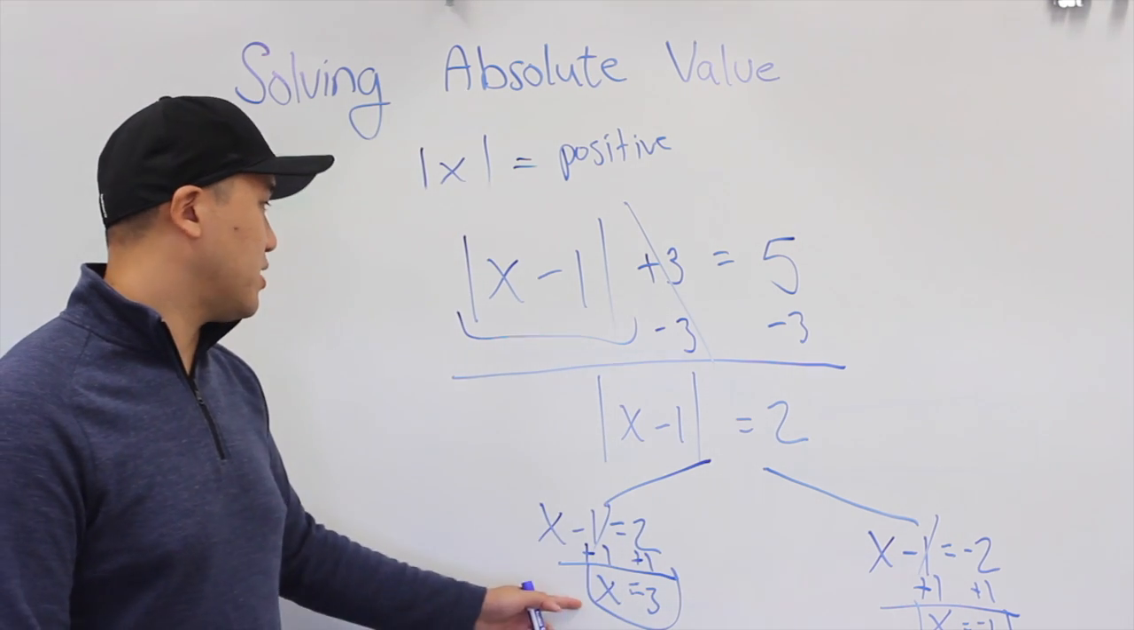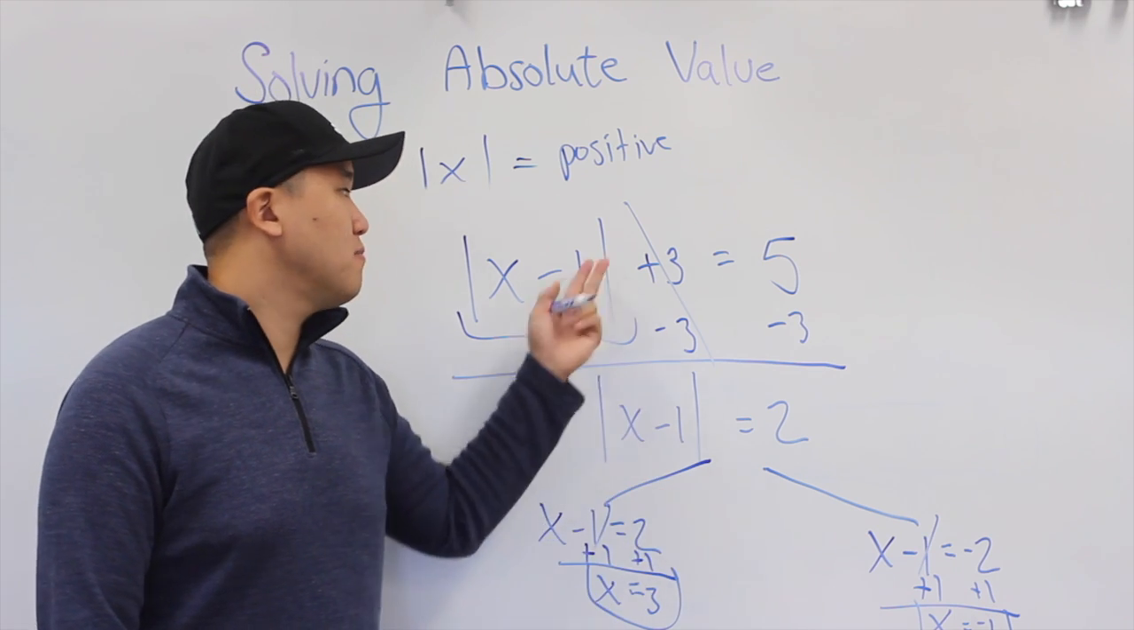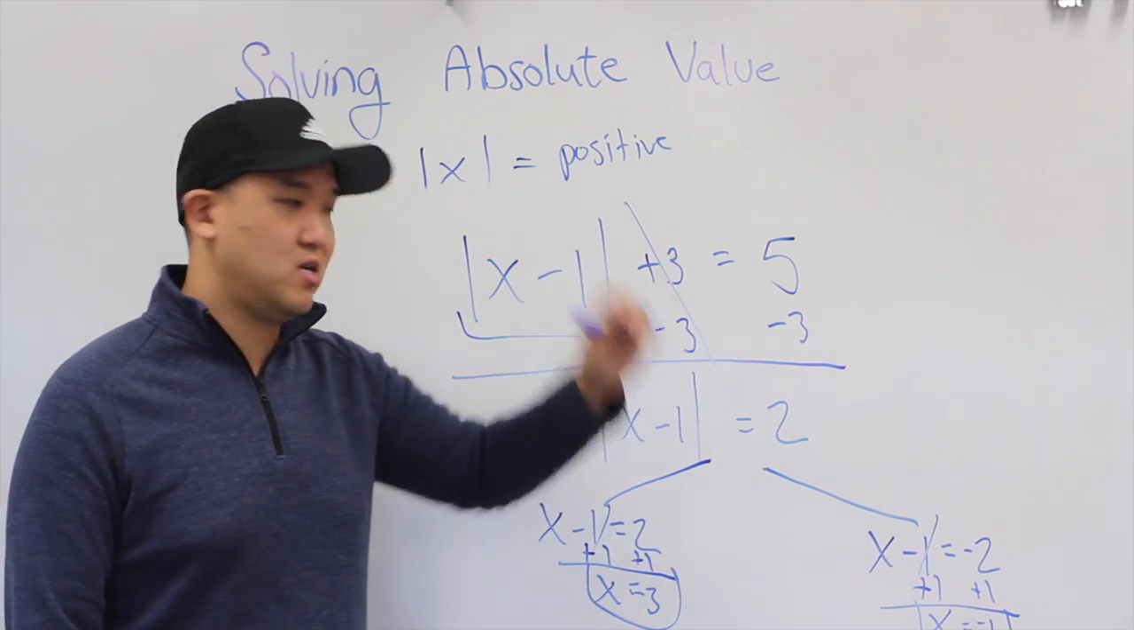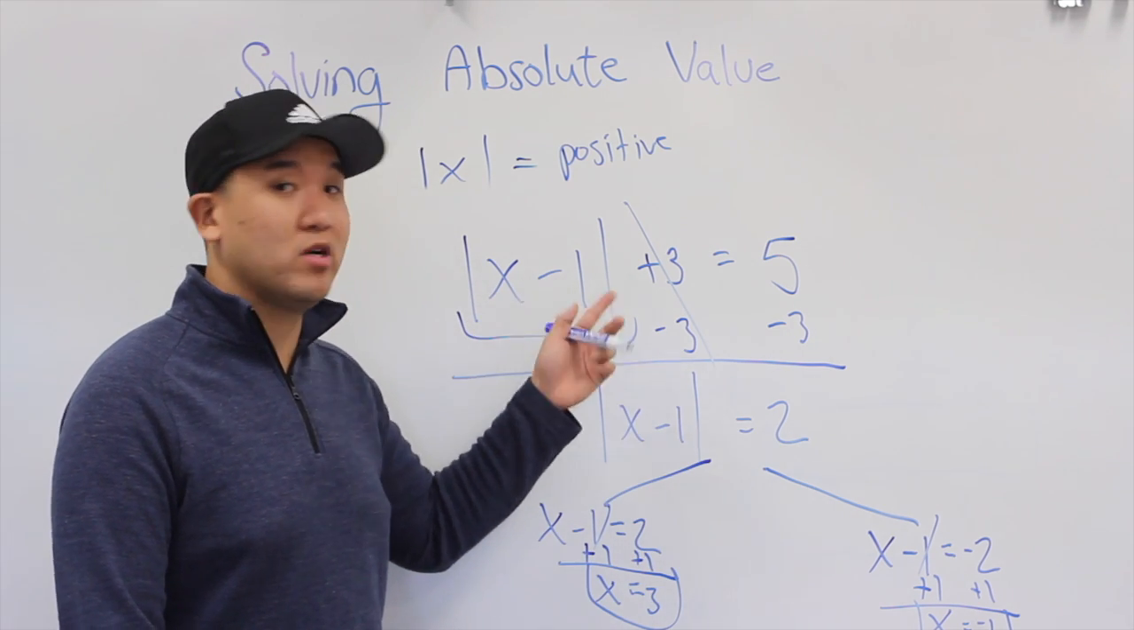See what happens. If we plug in 3, 3 minus 1 is 2. Absolute value of 2 is 2. Plus 3, that's 5. Check. Negative 1. You plug in negative 1 minus 1, which is negative 2.